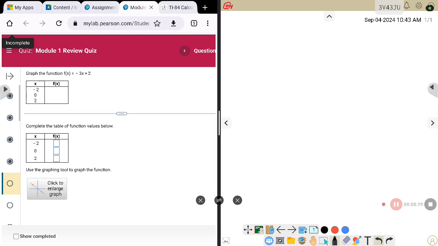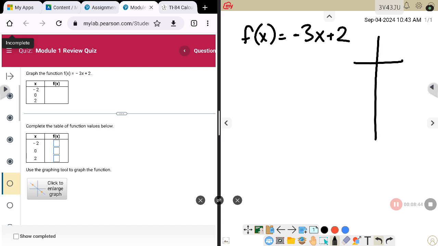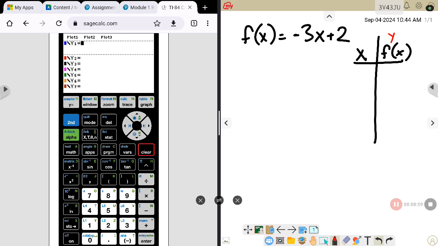Now, in this next one, you're given a function. This is kind of like number 1 and 2. F of x equals -3x plus 2, and it wants us to complete this xy table, and they call it x and f of x. But remember, f of x and y mean the same thing. So let's put this function in our y equals. So -3x plus 2.